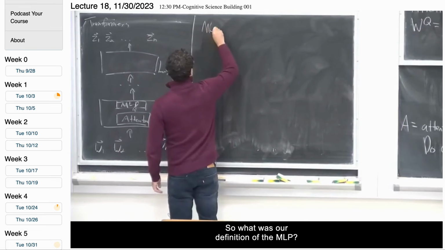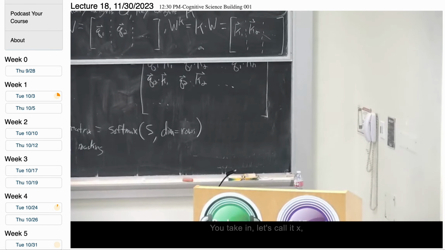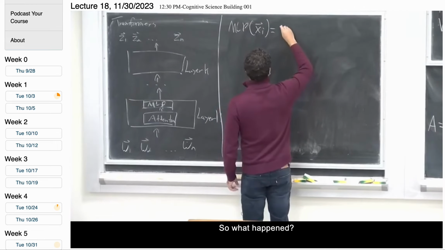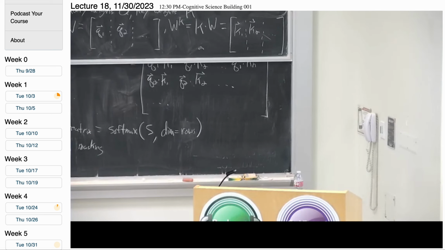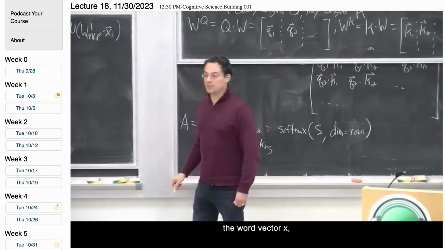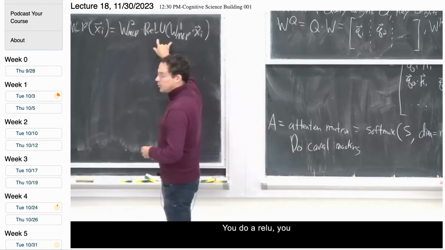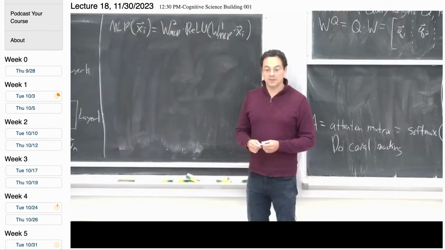So what was our definition of the MLP? It was that you take in a word representation. We'll call it MLP of x. You take in, let's call it xi, for the ith word vector. You have a weight matrix. So you took in the ith word vector, xi. You multiply it by this weight matrix, WMLP 1. You do a ReLU. You multiply that by another weight matrix. You do that for every single word.